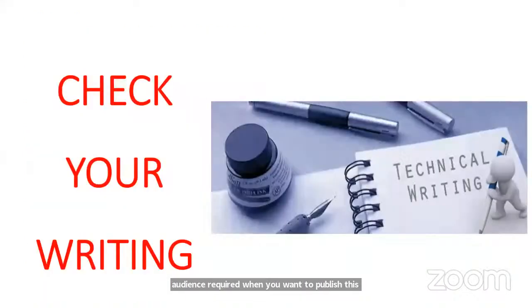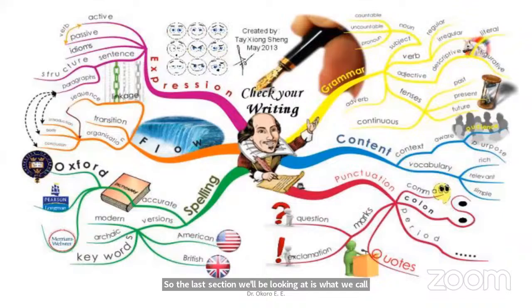So the last section we'll be looking at is what we call checking your writing. So for you to check your writing, you're going to have this picture in your head. You're going to look at expressions, English, keywords, spelling, questions, where you talk about verbs matching the tense, and so on and so forth. So this is the kind of picture you're going to have in your head. But one of the ways to solve this problem is having good tools. We have Grammarly, we have a whole lot of them, QuillBot, and so on and so forth. So they can actually help.